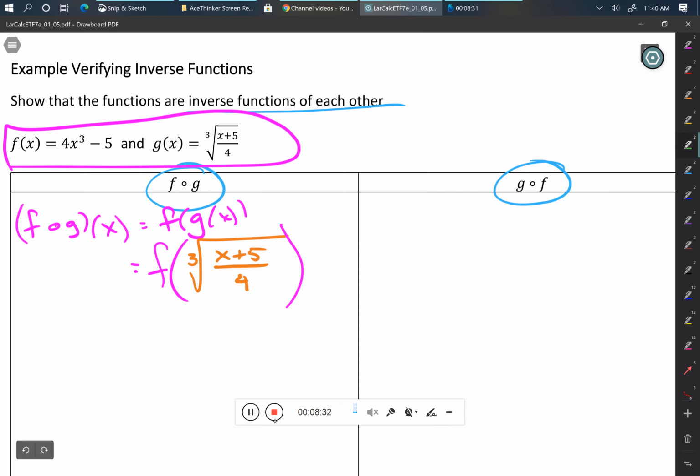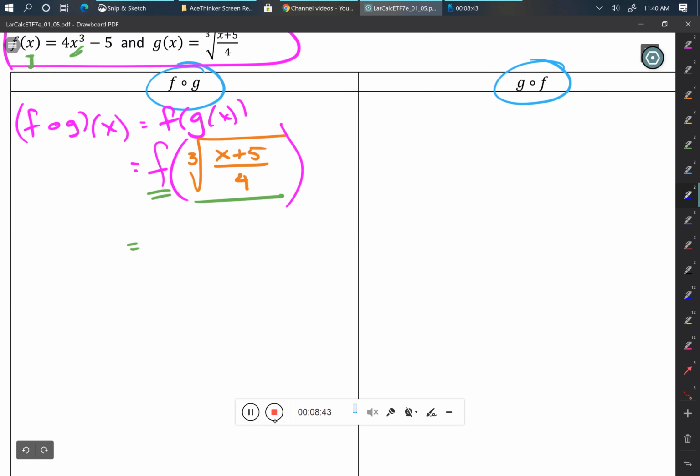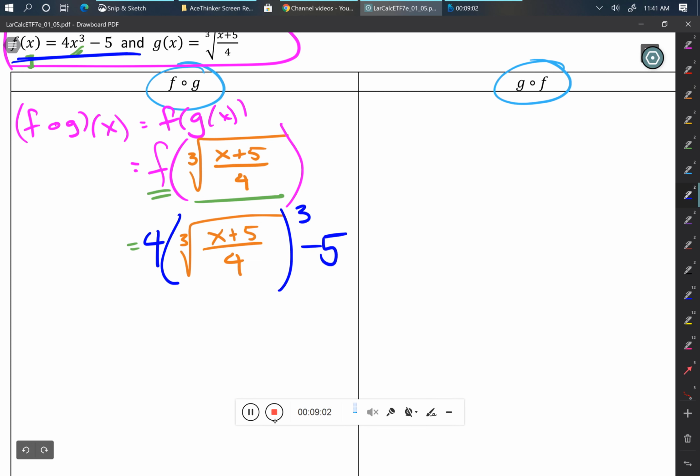Now we need to apply the f function to this. The f function says take whatever's in the parentheses, cube it, times 4, minus 5. So that's going to give me 4 times the quantity, the cube root of x plus 5 over 4, cubed, minus 5. Do you see the blue there as being the f function and the orange there as being the g function?